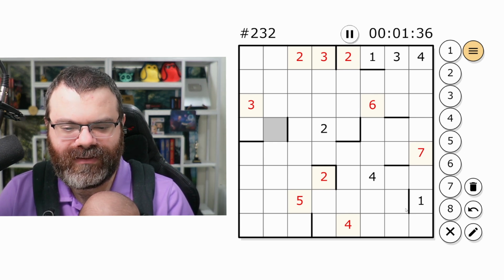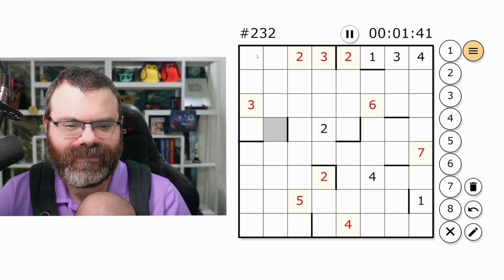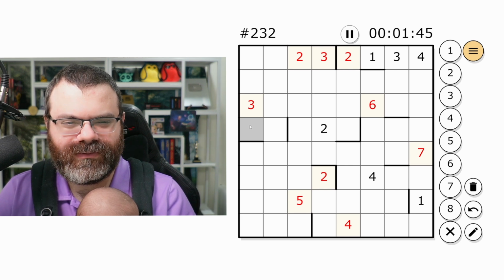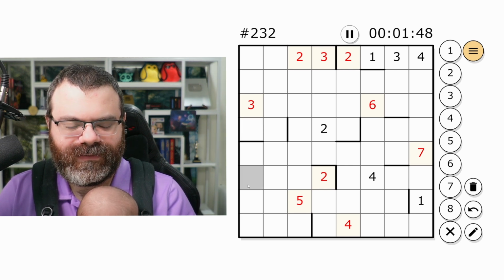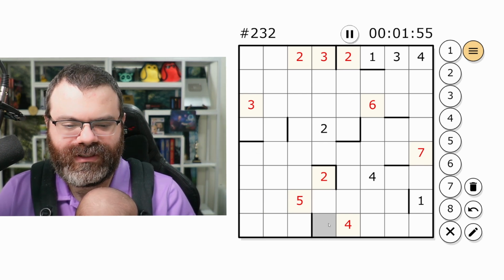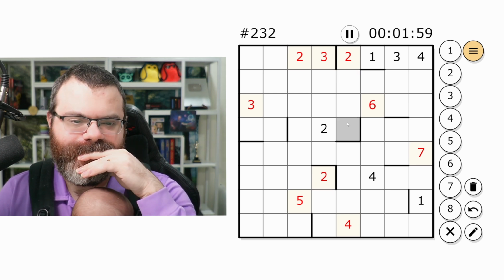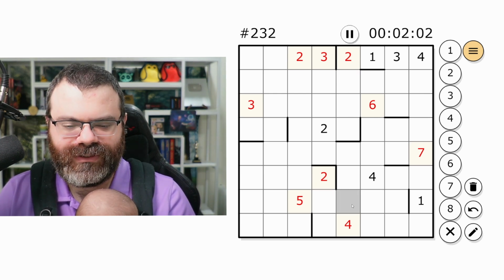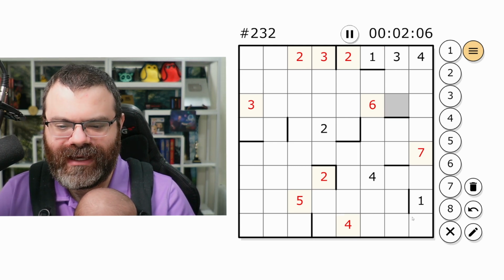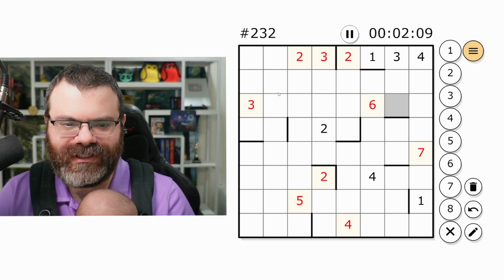Just double checking that I didn't miss anything obvious on short segments. Let's look vertically. This is only 1 or 2. Okay, that doesn't help me. 3, okay. I need 1 and 3 here. I need 1, 3, 4 here. 1, 2, 3 across here. Nothing's helpful yet. Okay, that's all I'm seeing for the short segments.